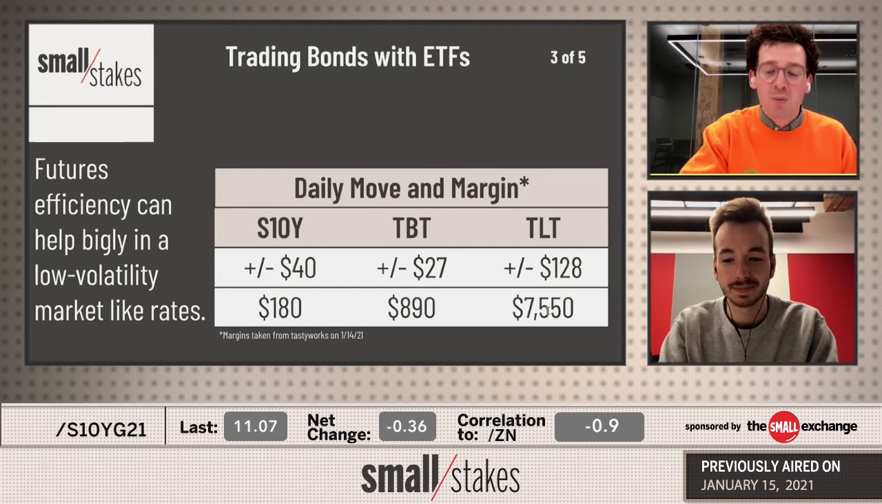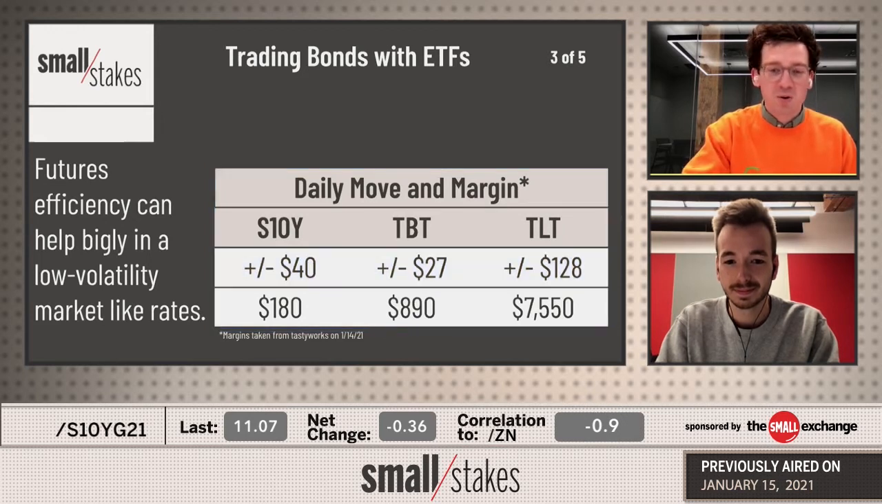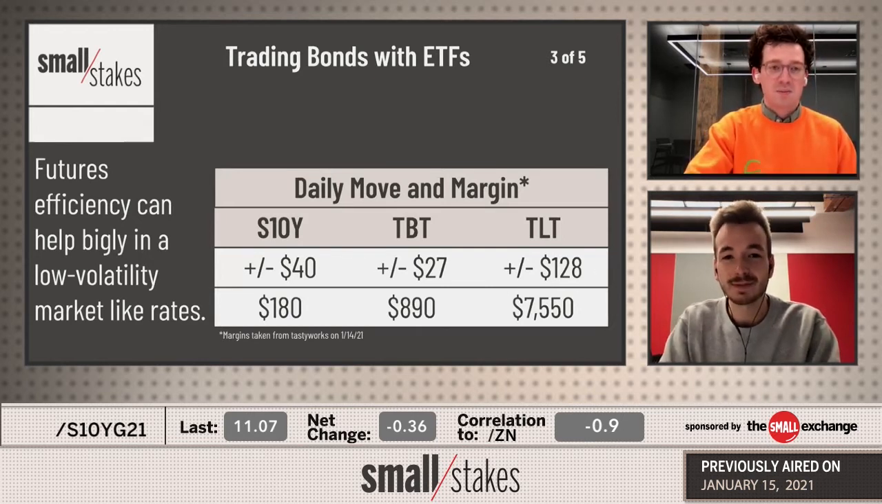I have to put up almost $7,600, Michael, for $100 in movement. TBT is a little bit better with that potential return on the margin, but these are all three products that move around $50 to $100, and S10Y. The margin requirement there is under $200. The rest of them, $1,000, $7,000. Absolutely insane. Yeah, it's way too much capital.